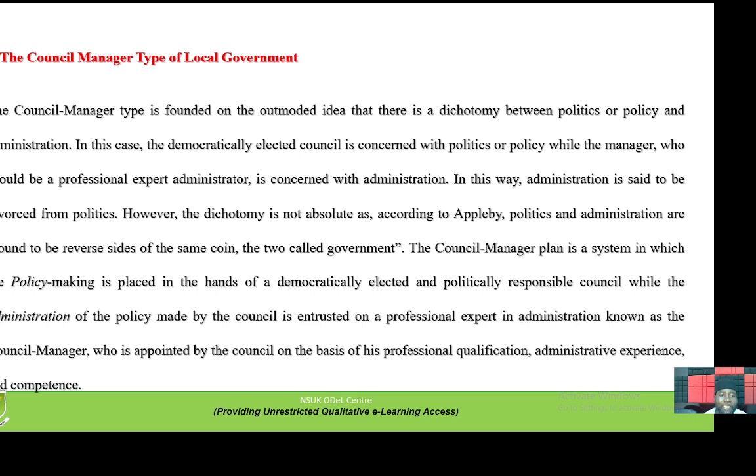The council manager deals with the administration of local government, while the administrator deals with the administration of the entire professional and civil servants within the local government. That is the council manager. While the other appointee, the elected leader, deals with politics and the act of policy making within the local jurisdiction.